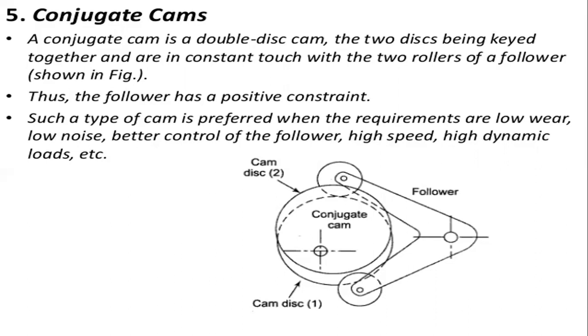Here in the picture there are two discs, cam disc 1 and cam disc 2, which are in constant touch with the two rollers of the follower. One roller of the follower touches one cam disc, and the other roller touches the other cam disc. These followers have a positive constraint because they are parallel to each other and have a positive constraint between them. So these are the conjugate cams.